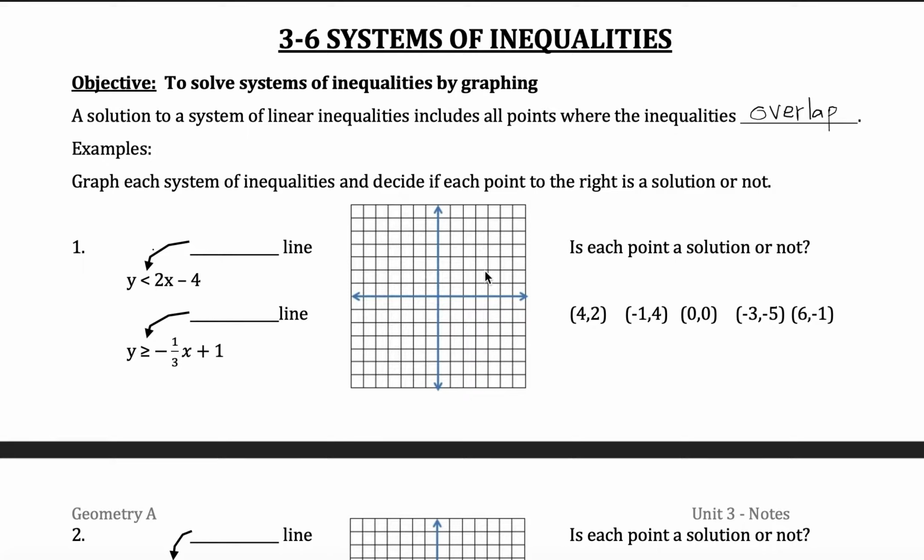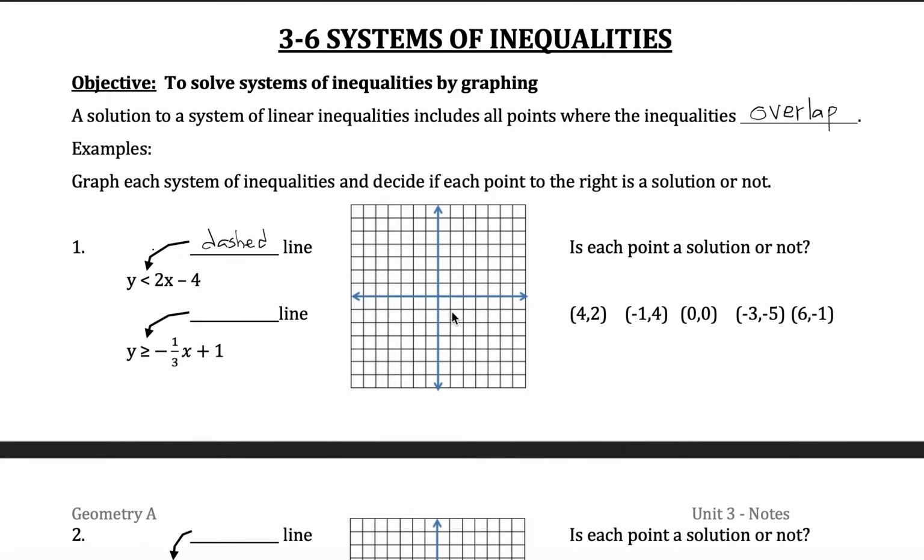So, jumping right in here, we're going to graph each system of inequalities and decide if each point to the right is a solution or not. So we want to figure out if these points are a solution to the system of inequalities, so to both of those inequalities. So first thing we want to look at, when we look at our first inequality here, we have the less than symbol. This tells us that we are going to be dealing with a dashed line because we don't have the or equal to. So the line itself is not included, but everything that makes it true is.